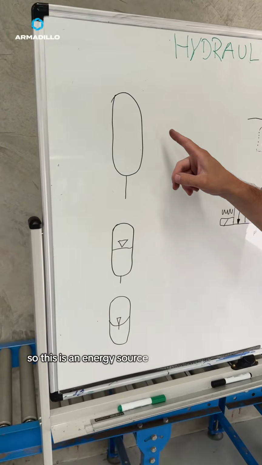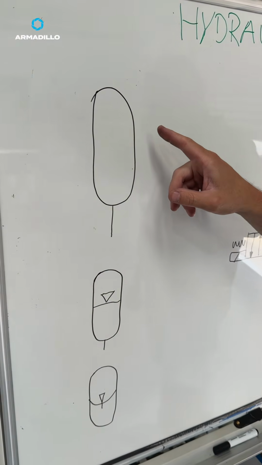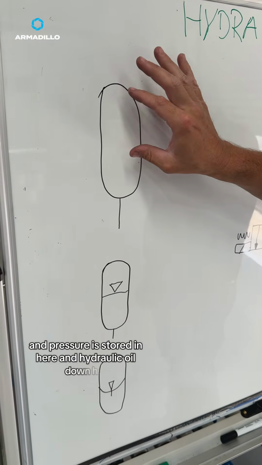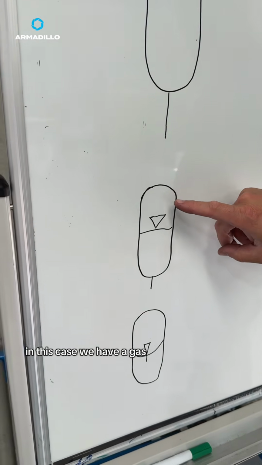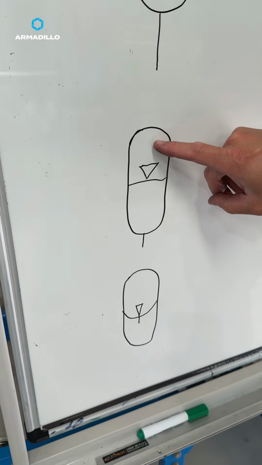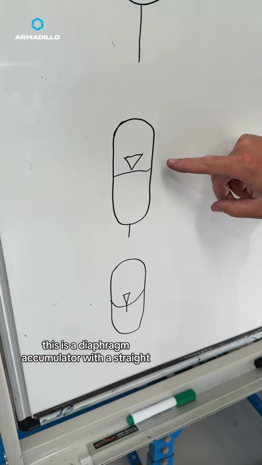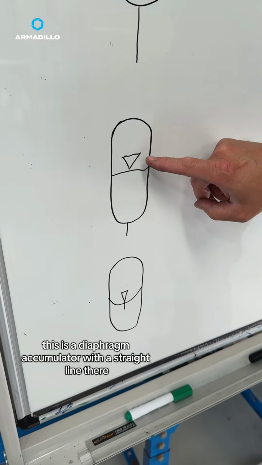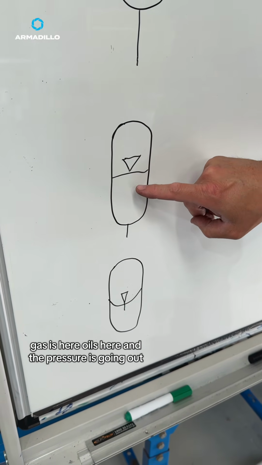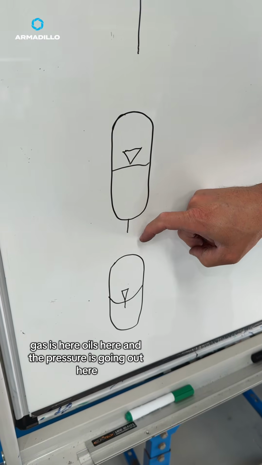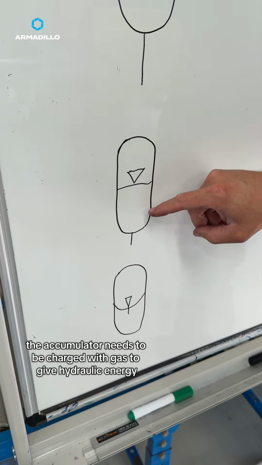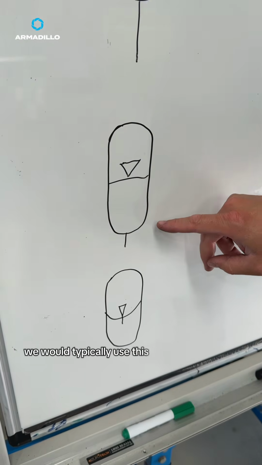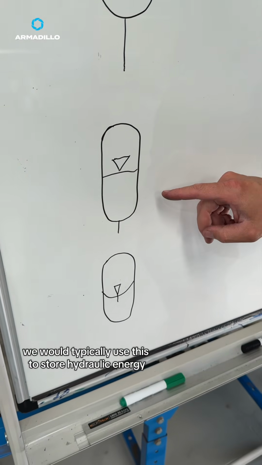So this is an energy source and pressure is stored in here and hydraulic oil down here. In this case we have a gas source here. This is a diaphragm accumulator with a straight line there. Gas is here, oil's here, and the pressure's going out here. The accumulator needs to be charged with gas to give hydraulic energy. We would typically use this to store hydraulic energy.